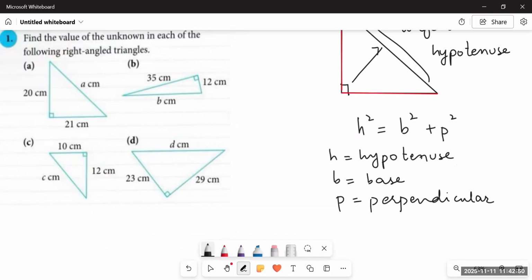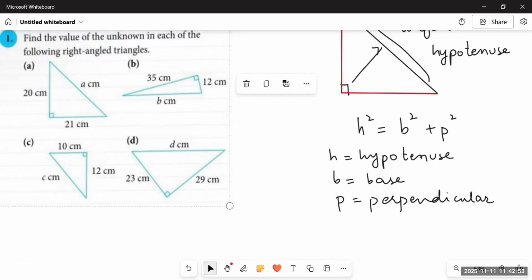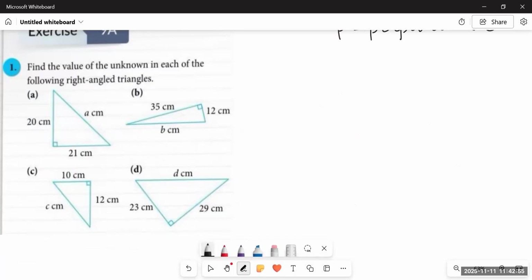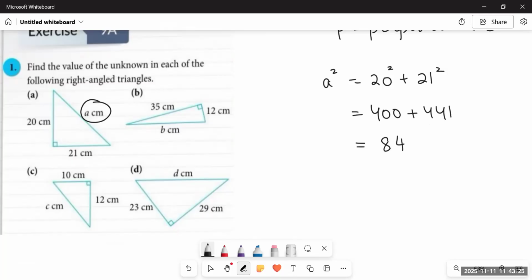It's very simple. If we talk about the first one, here, this one is the longest side. So we will say that A square, according to Pythagoras theorem, is equals to 20 square plus 21 square. That's it. So what are we going to do? We will find the square of 20, that's 400. Then we will find the square of 21, that's 441. Then we will add the two, it gives us a total of 841.